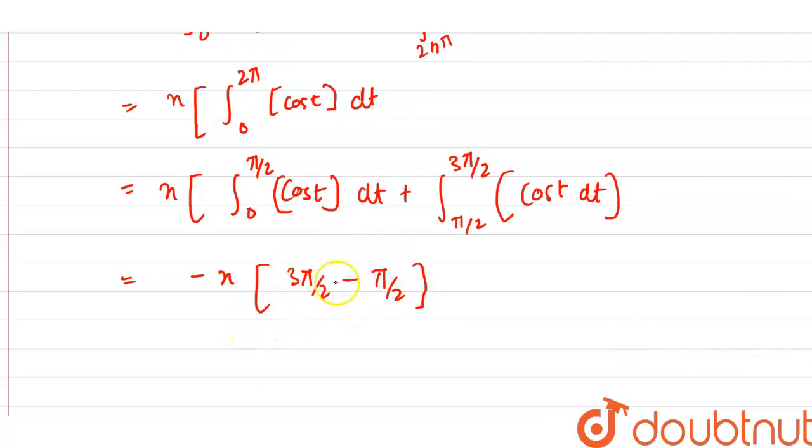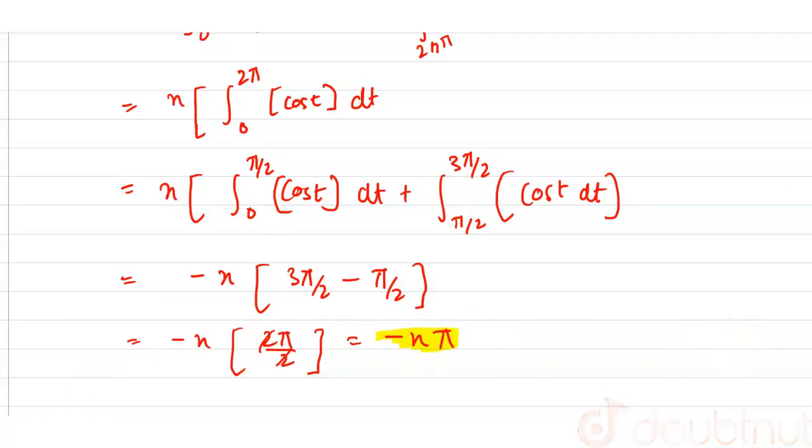We have to just simply solve it. So it is going to be minus n times 2π divided by 2. So this 2 and this 2 got cancelled, and our answer is going to be minus nπ. So student, this is going to be the value of I: minus nπ. So thank you very much.